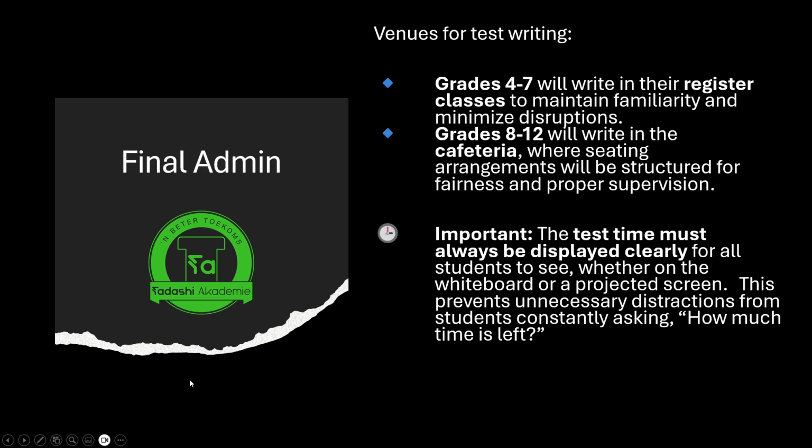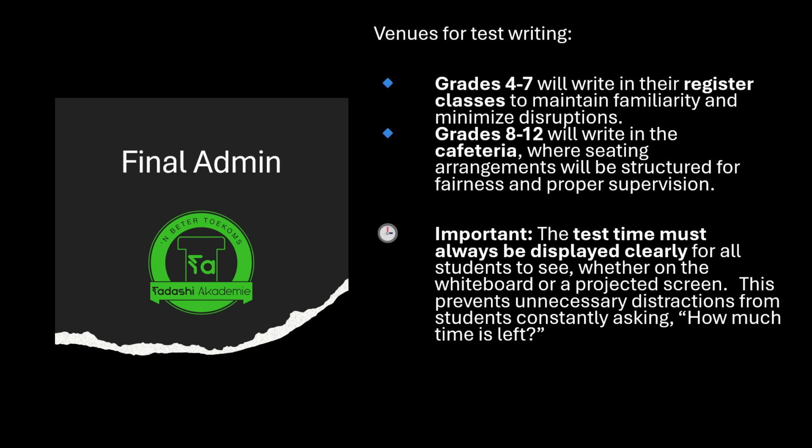Okay. So the final piece of admin. Grades 4 to 7 will write in their register classes, to maintain familiarity and minimize disruptions. So this is basically the primary school, from grade 4 to 7. And then the high school kids from grade 8 to 12 will write in the cafeteria, where seating arrangements will be structured for fairness and proper supervision. So everyone in the cafeteria, grade 8 to 12.